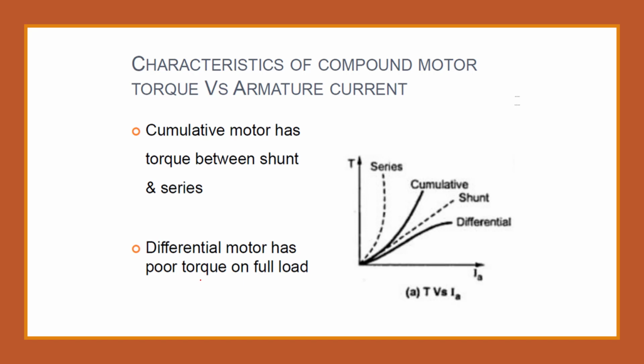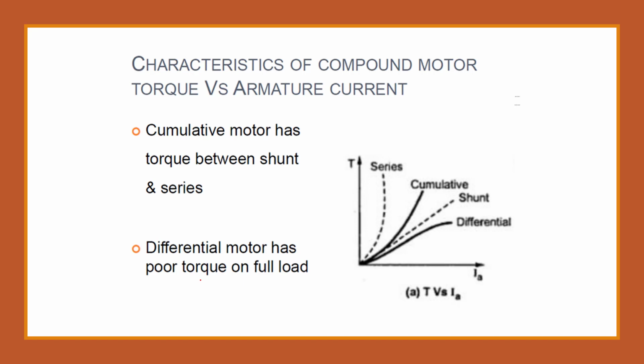This is the torque versus armature current characteristic for a DC compound motor. You can see the difference between the series motor, shunt motor, and the differential and cumulative compound motor characteristics. From this graph you can identify that the torque characteristic of the cumulative compound motor lies between the series and the shunt. The torque keeps on increasing as the armature current increases, linearly. But in the case of differential, the increment of torque is very small, though the armature current keeps on increasing. So low torque capability is there for the differential compound motor, and high torque capability is there for the cumulative compound motor.